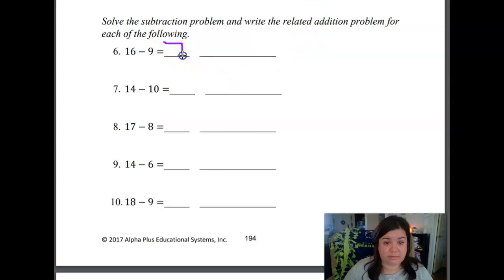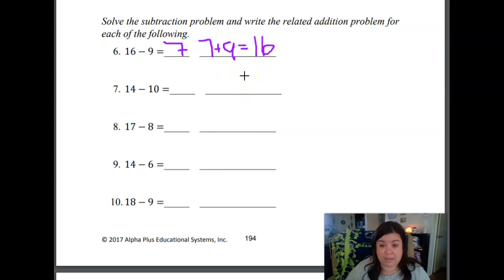So we know our answer is 7. So we kind of go backwards though. So we're going to take our answer and then do a plus, and this time we're going to go right to left. 9 equals 16. Now, is that correct? Does 7 plus 9 equal 16? Yeah. And what's our other addition problem? Well, we just switch these two numbers around. Now we do 9 plus 7 equals 16. Okay? What about this one?